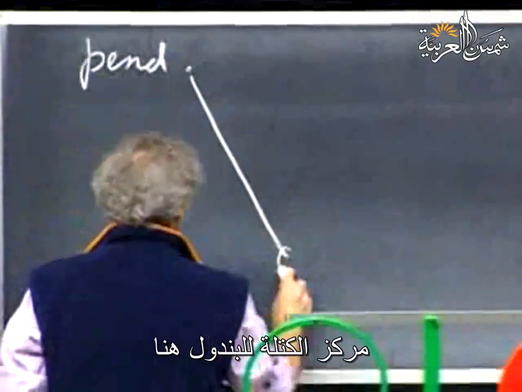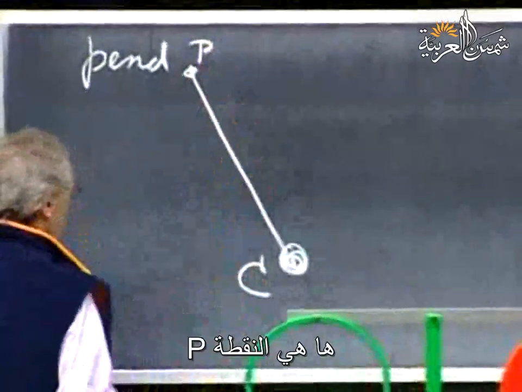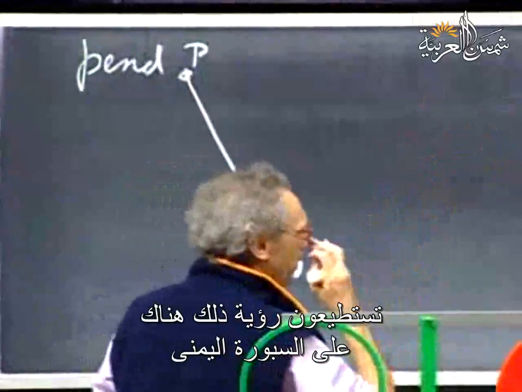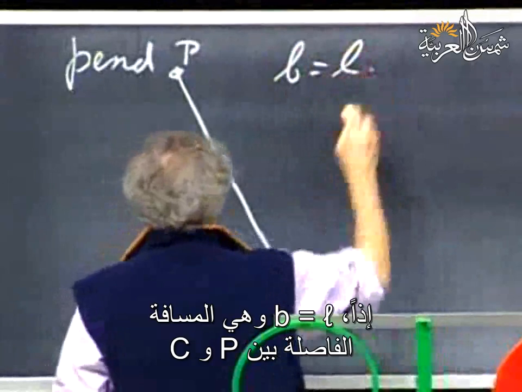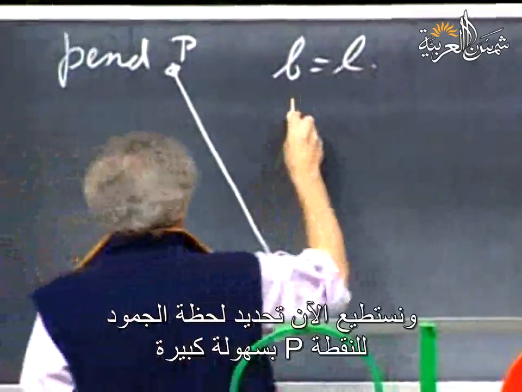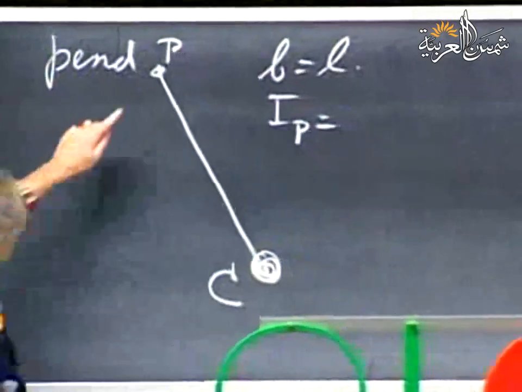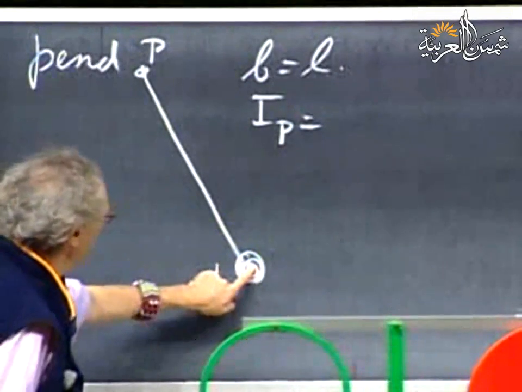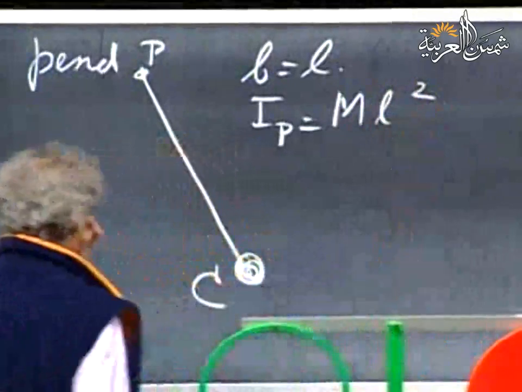For the pendulum, center of mass is here. Here is point P. I give the pendulum length little l. You see that on the right blackboard there. So B equals L. That's the separation between P and C. The moment of inertia about point P is very easy now. This has no mass. The mass is all here. Mass capital M. So that must be M times L squared.